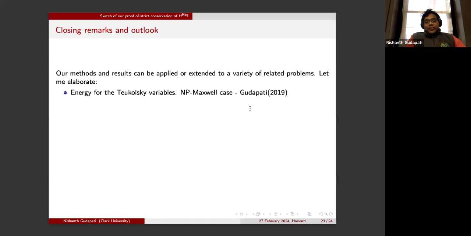But for this special case, using our Hamiltonian energy, we can construct an energy for the Teukolsky variables as well, if you're able to find a transformation between our twist potential variables and the Teukolsky variables. A partial result of that was obtained by me back in 2019. But for the decoupled Teukolsky variables, one can also reconstruct that.